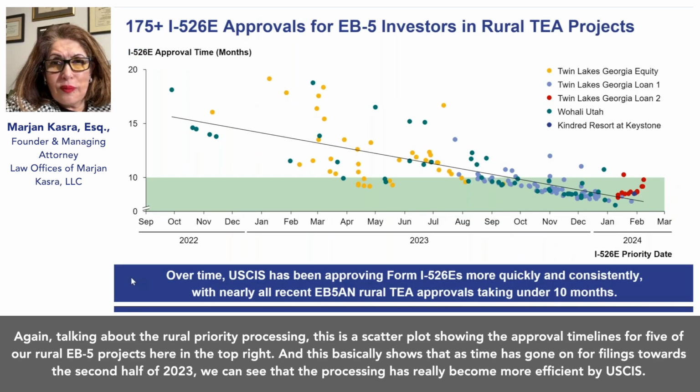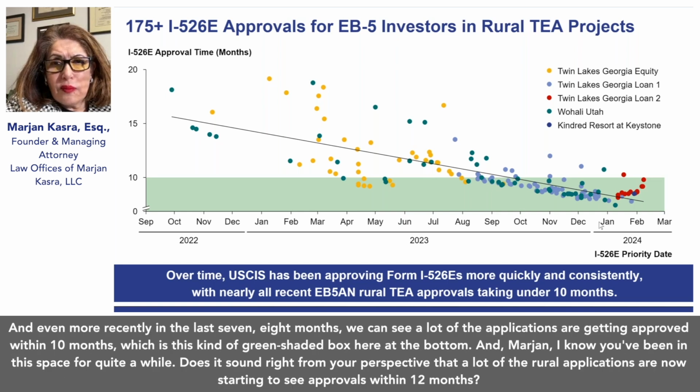Again, talking about the rural priority processing, this is a scatter plot showing the approval timelines for 5 of our rural EB-5 projects here in the top right. This basically shows that as time has gone on, for filings towards the second half of 2023, we can see that the processing has really become more efficient by USCIS. And even more recently, in the last 7-8 months, we can see a lot of the applications are getting approved within 10 months, which is this green shaded box here at the bottom.